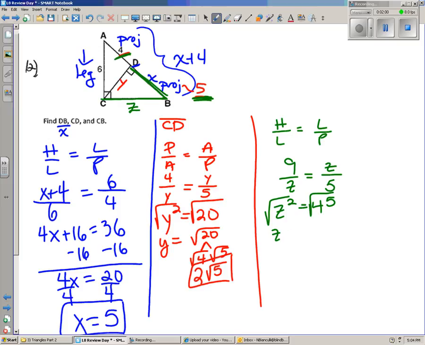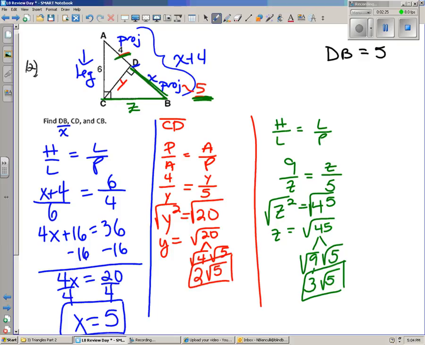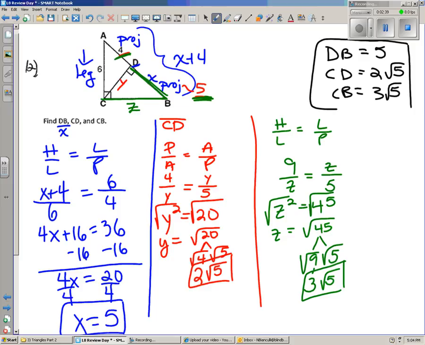Taking the square root, Z is square root of 45. The largest perfect square which divides into 45 is 9. So we have radical 9 and radical 5. And square root of 9 is 3. 5 stays in the square root, and we get 3 radical 5. So our final answers for this question would be DB is equal to 5, sorry, CD is equal to 2 radical 5, and CB is equal to 3 radical 5. So there are your final answers.